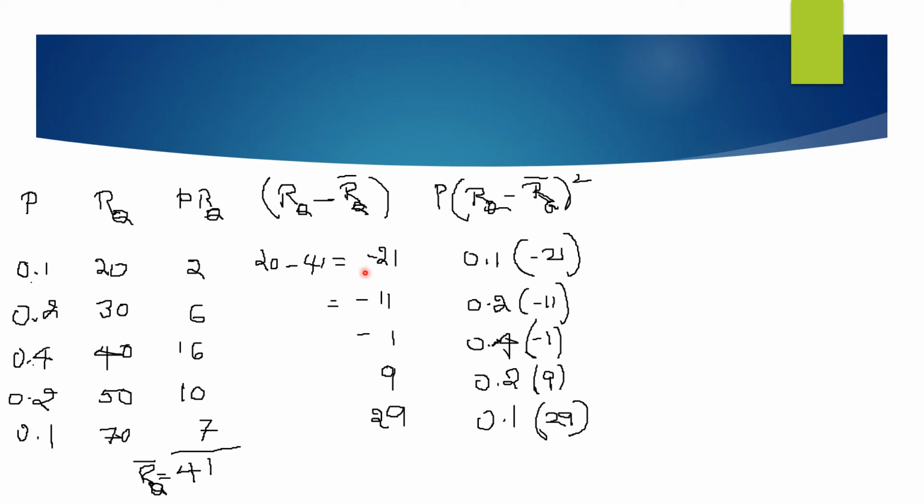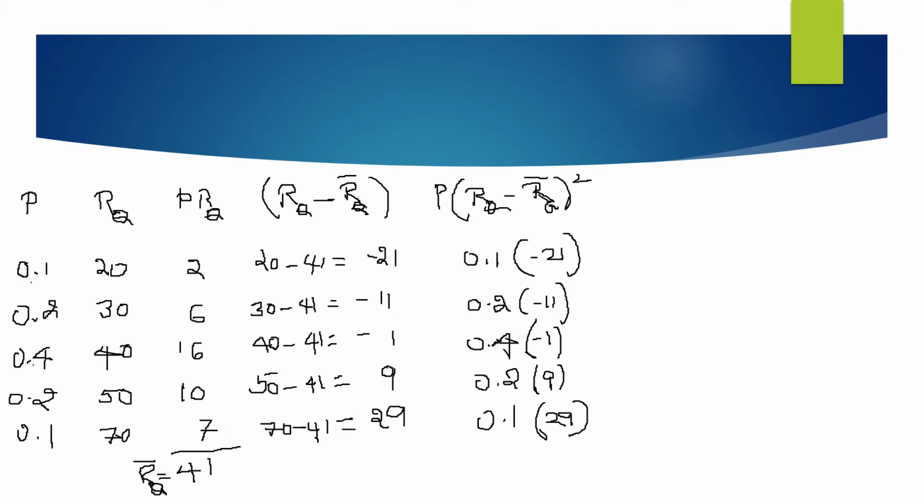So here I have just shown it, you have to calculate it. Make a note that it is 30 minus 41. Each and every time you have to deduct it from the total value of the stock Q. So again 40 minus 41, that is minus 1. 50 minus 41, that is equal to 9. And 70 minus 41, that is equal to 29.